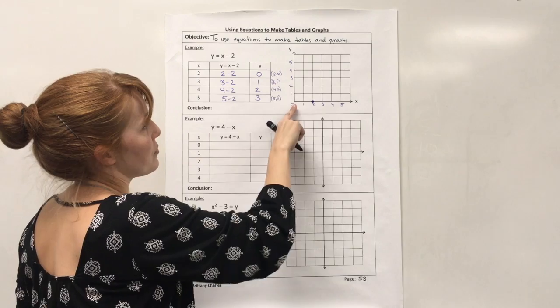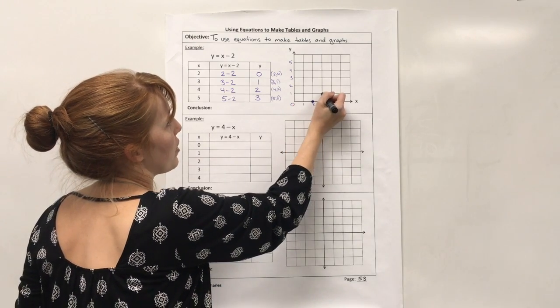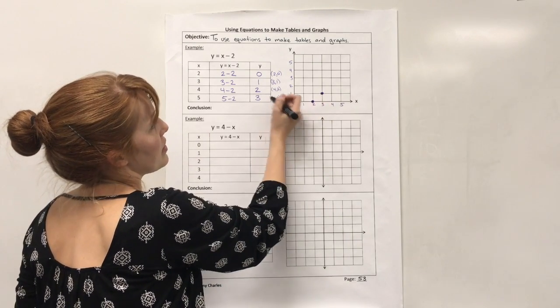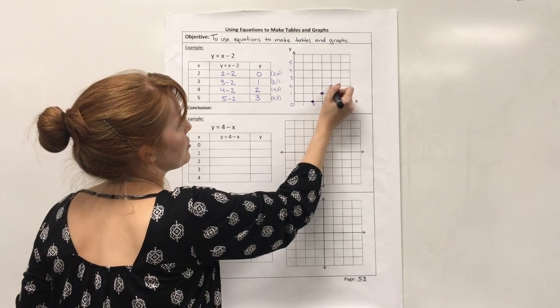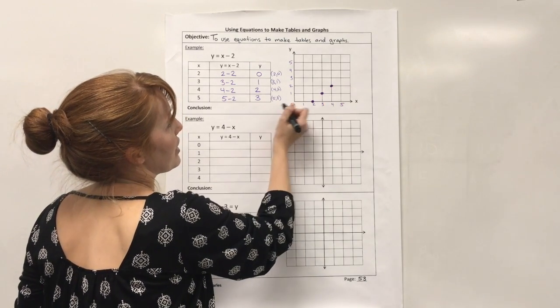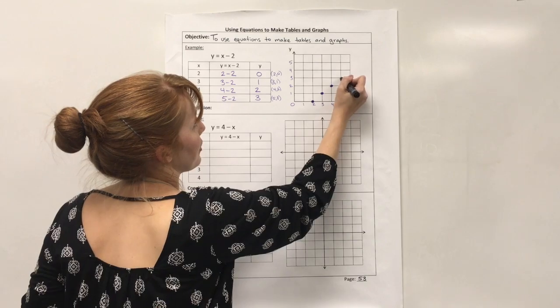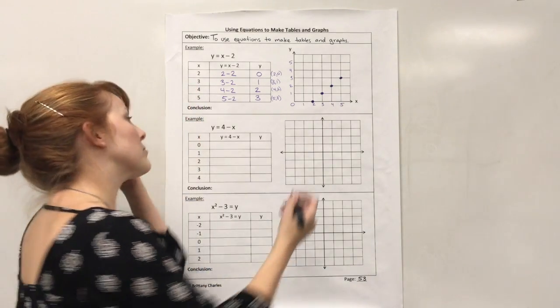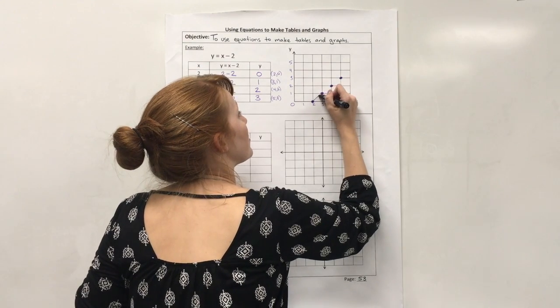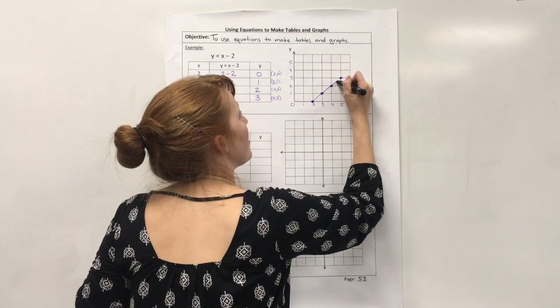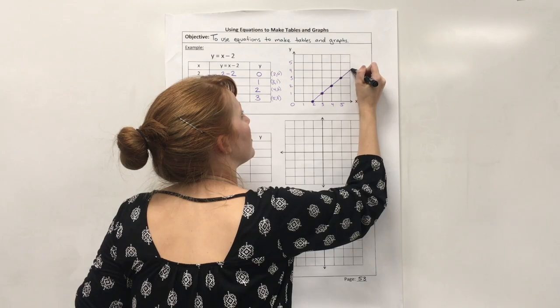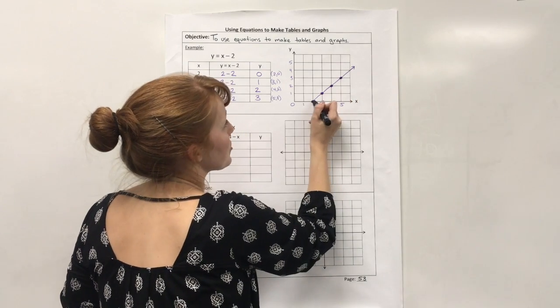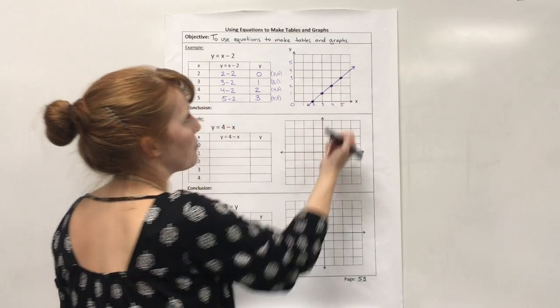The next one says (3, 1), so I go over 3, and then I go up 1. Then the next one, over 4 and up 2, and over 5 and up 3. All right, and I'm going to connect that because I could continue this pattern on. And technically you could continue it the other way as well.